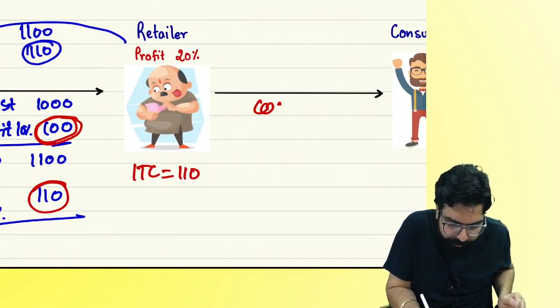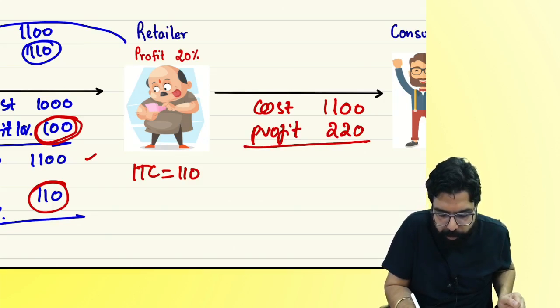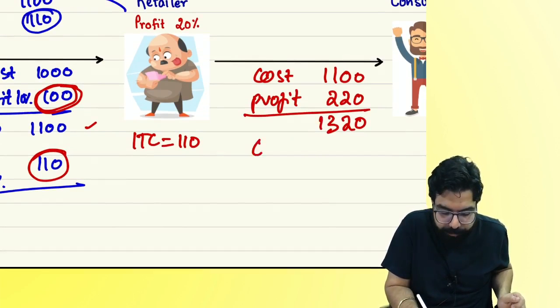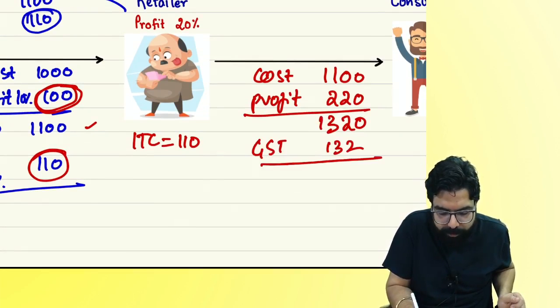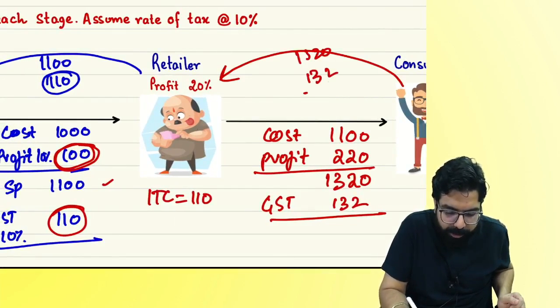Next, can you tell me his input tax credit? 110. Cost 1100. Profit 220. How much? 1320. Louder, everyone. GST 10% is 132. Consumer paid 1320 plus 132.